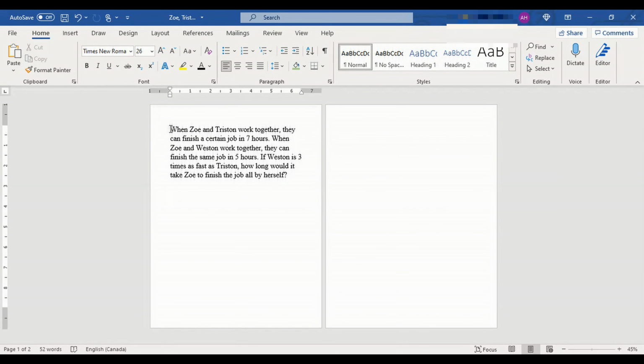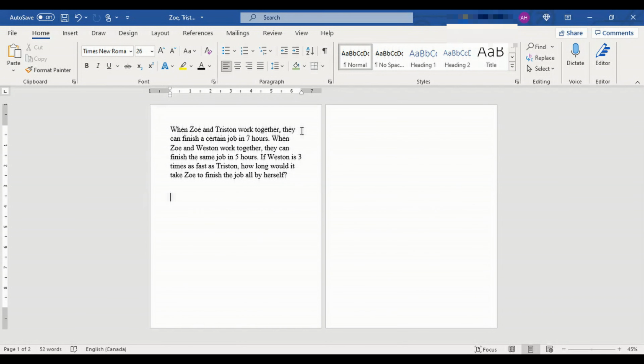All right, so this question says when Zoe and Triston work together, they can finish a certain job in 7 hours. When Zoe and Weston work together, they can finish the same job in 5 hours. If Weston is 3 times as fast as Triston, how long would it take Zoe to finish the job all by herself?